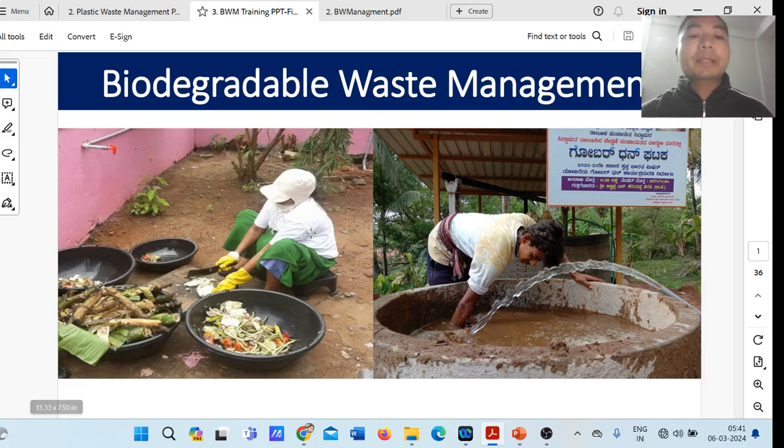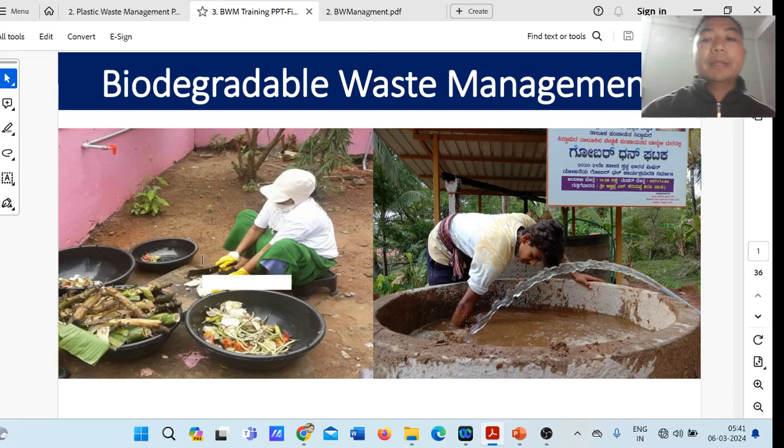As you see in the pictures, this woman is using different kitchen items and the waste produced is all biodegradable. And this is a kettle tank, and this man is showing how he is producing it.